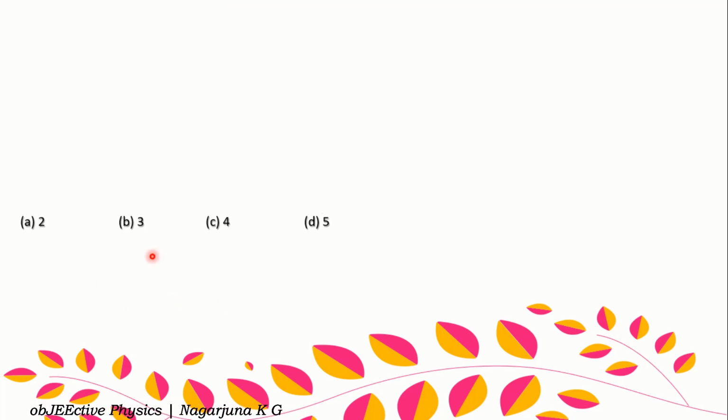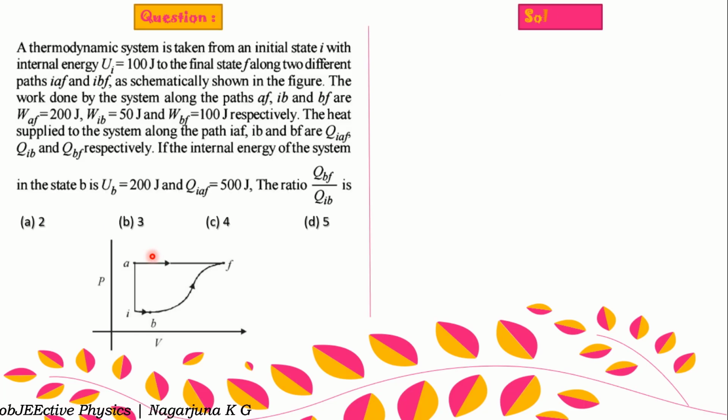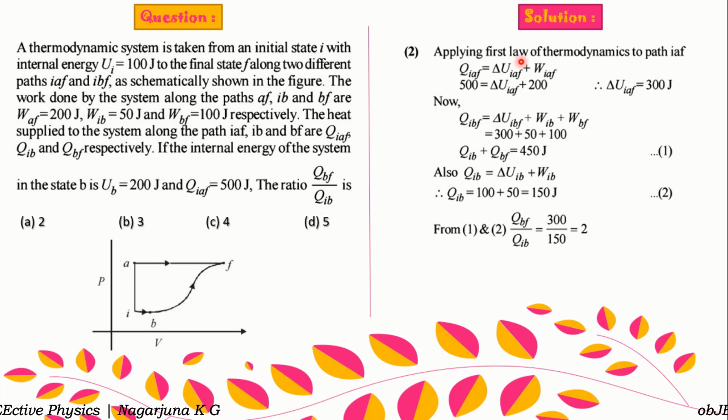Solution. Applying the first law of thermodynamics to path IAF, QIAF is equal to change in internal energy in the path IAF plus work done in the path IAF. That is 500 is equal to delta U IAF plus 200. Therefore, delta U IAF is equal to 300 joules. Now, QIBF is equal to delta UIBF plus WIB plus WBF. That is equal to 300 plus 50 plus 100. QIB plus QBF is equal to 450 joules, equation 1.